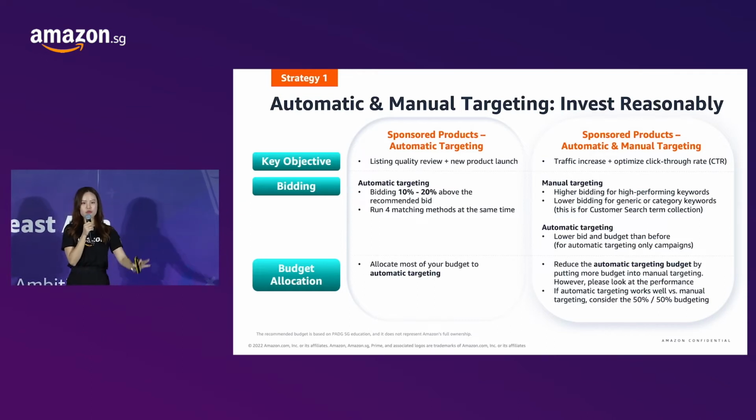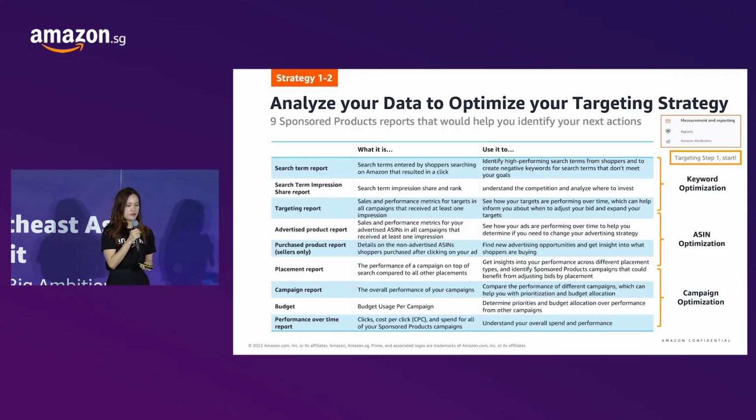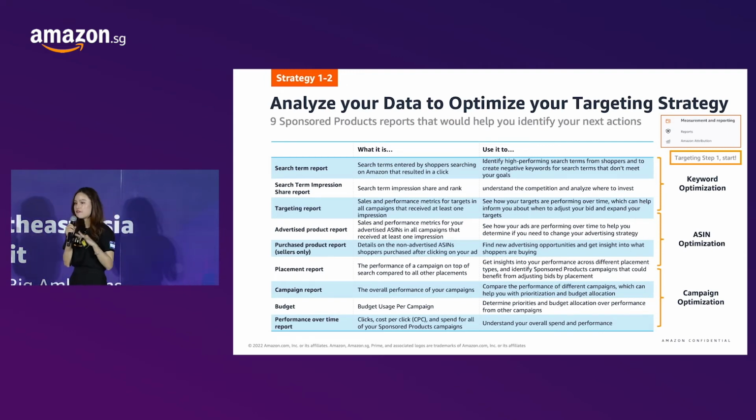Okay, you don't have to go all the way in a formula to move to manual 100%. If automatic can help you a little bit more, you can put more budget in automatic for a period of time and then move on to manual.